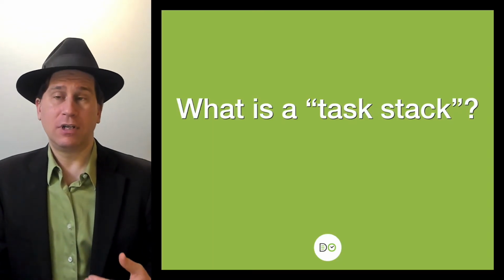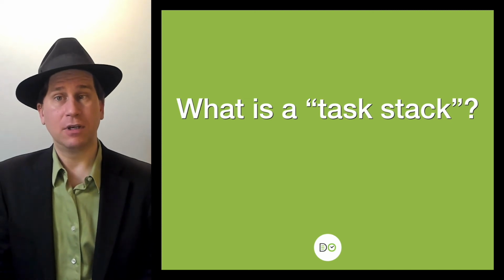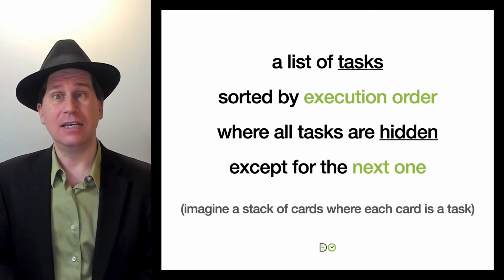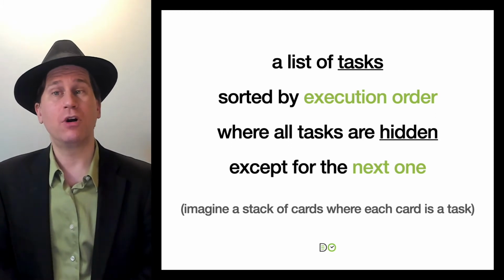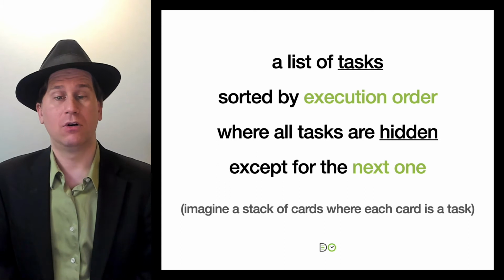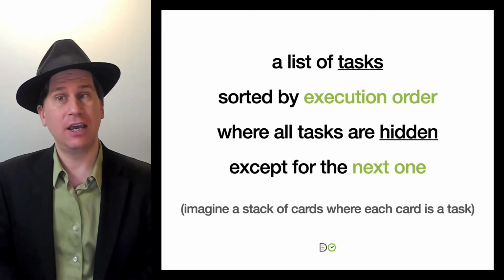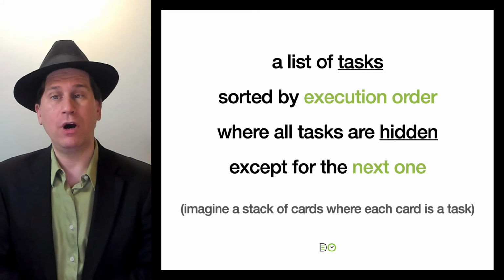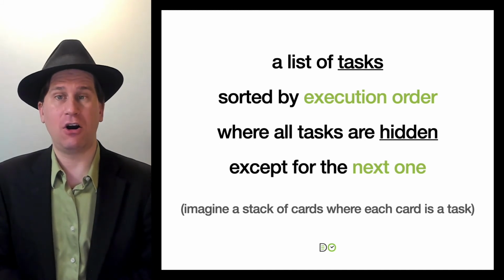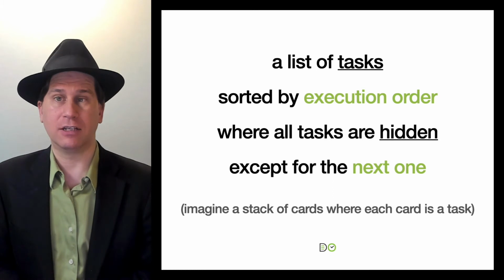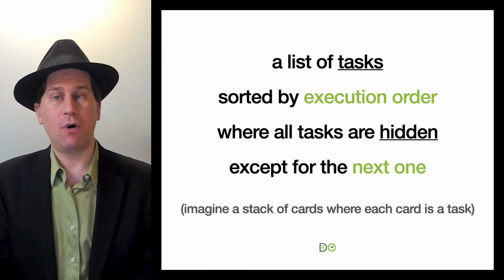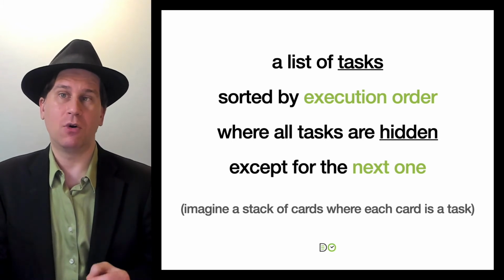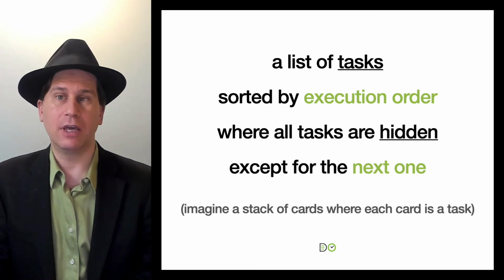So let's dive over to task stacks and how task stacks can help this. So what is a task stack? A task stack is a list of tasks sorted by execution order, where all the tasks are hidden except for the next one. So what I want you to think about is a stack of cards where each card is a task. And then what we're going to do is pick the top card off that stack, and we're going to work on that. And then we're going to do it again.